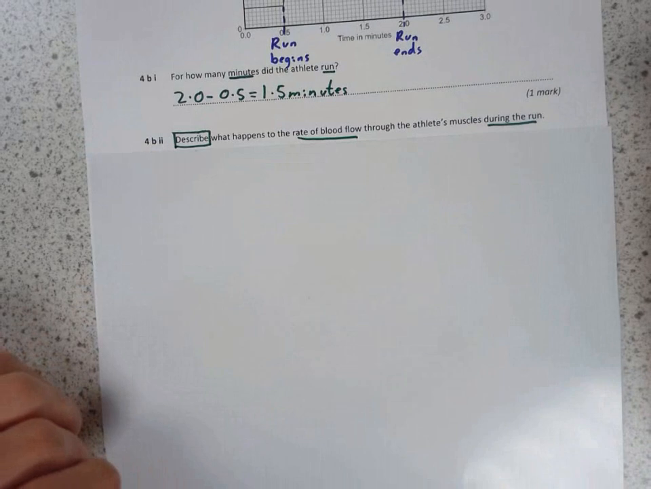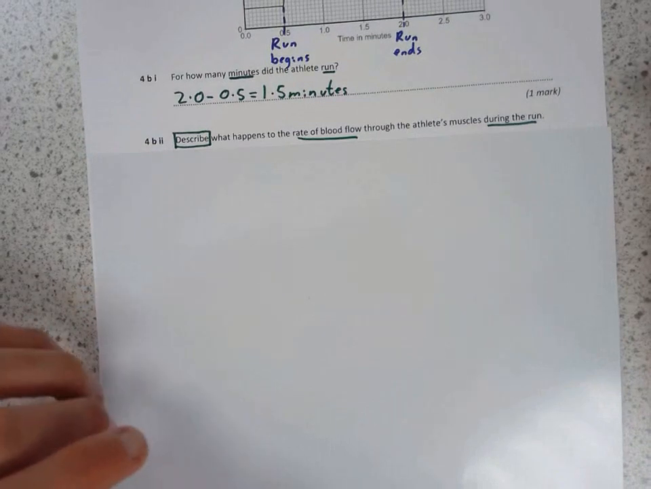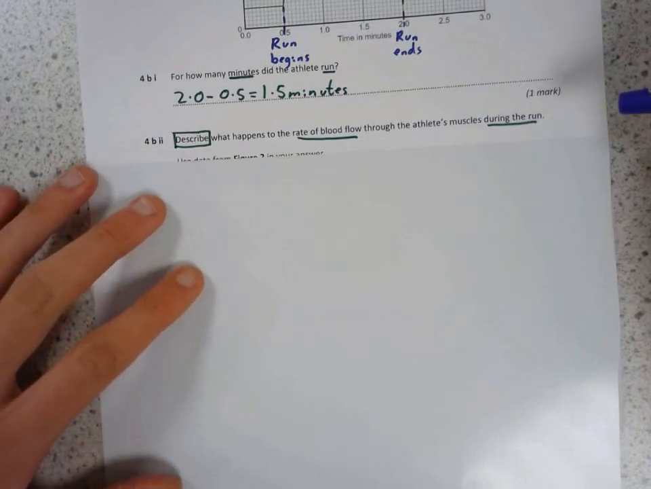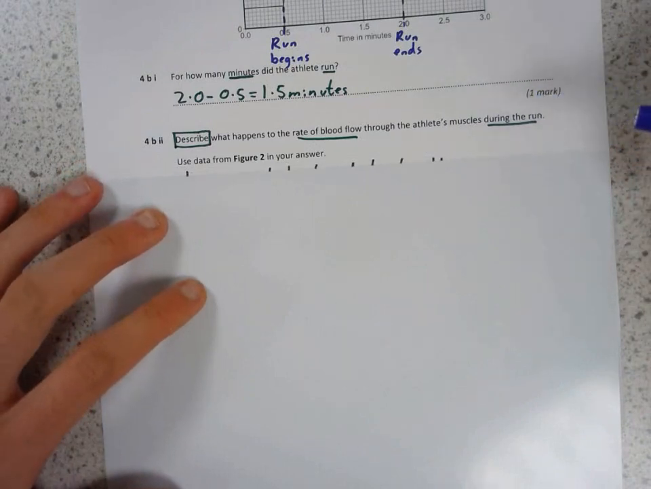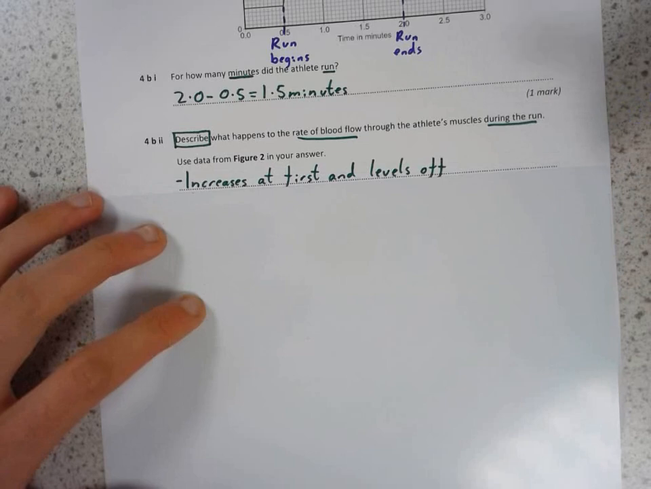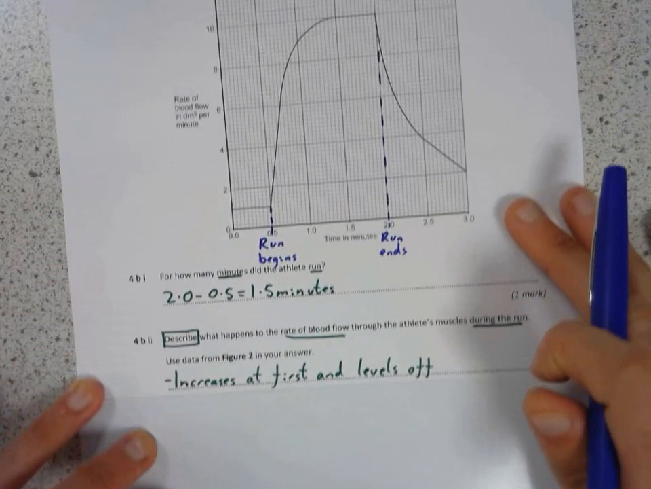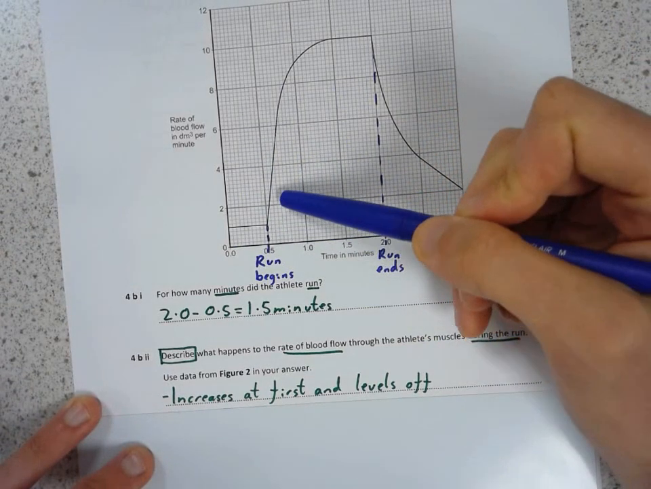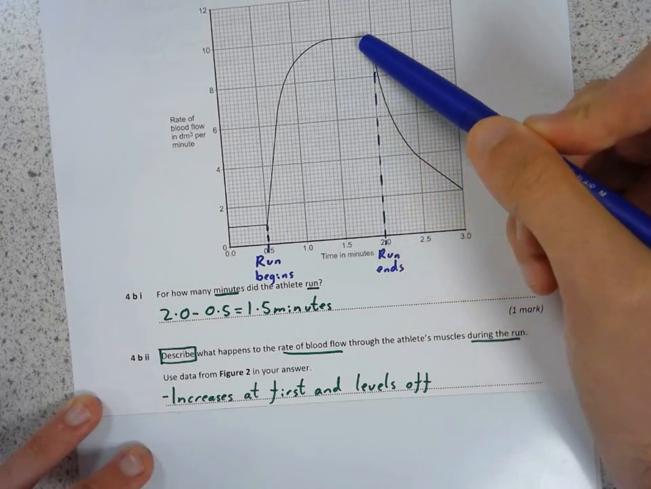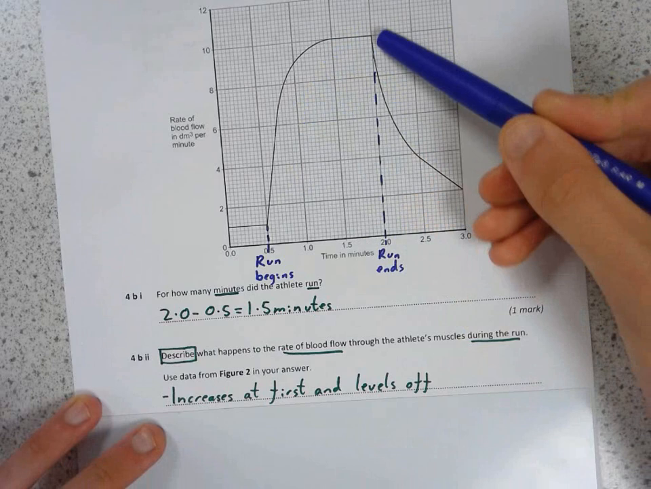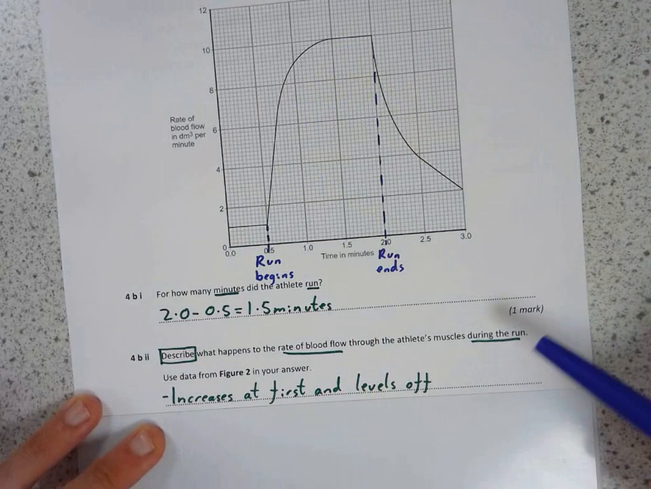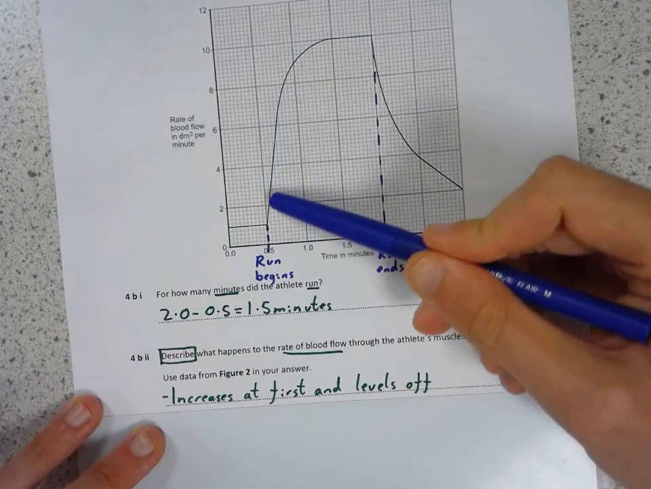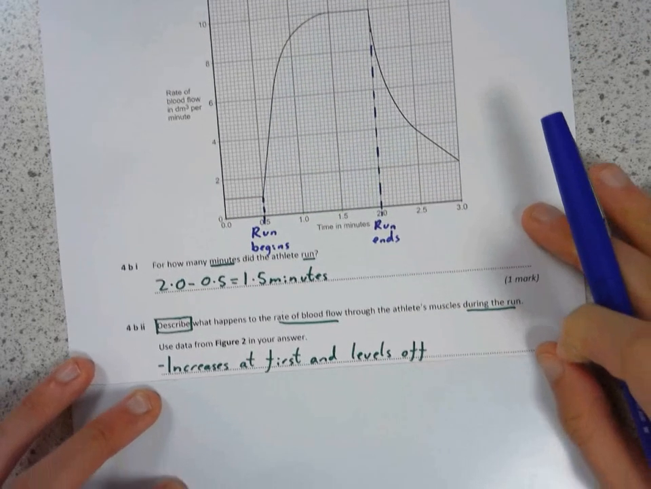Describe what happens to the rate of blood flow through the athlete's muscles during the run. So we've got a describe question here using figure 2, using the data from that in our answer. You get 1 mark from this 2-mark question for just describing what happens. We're saying it increases at first and levels off. We get no marks for talking about this part of the graph or this part of the graph because it's asking us about during the run. So just this section of the graph here. So it increases at first and then it levels off.